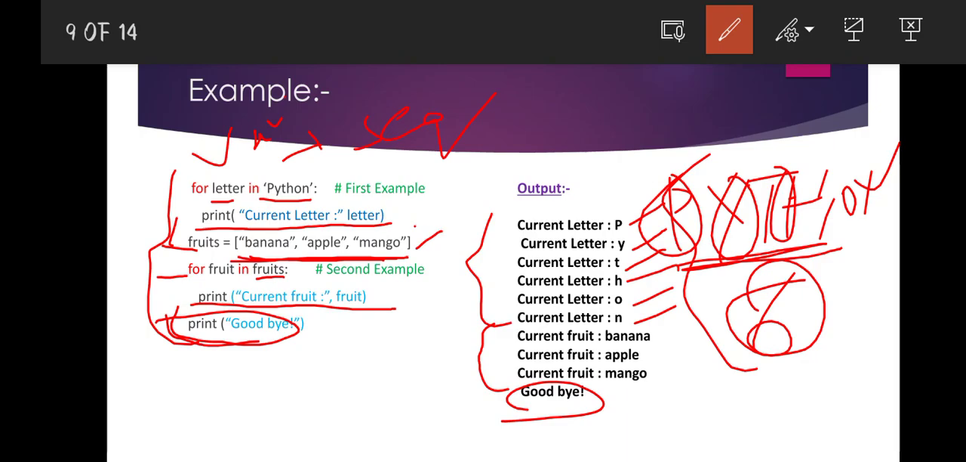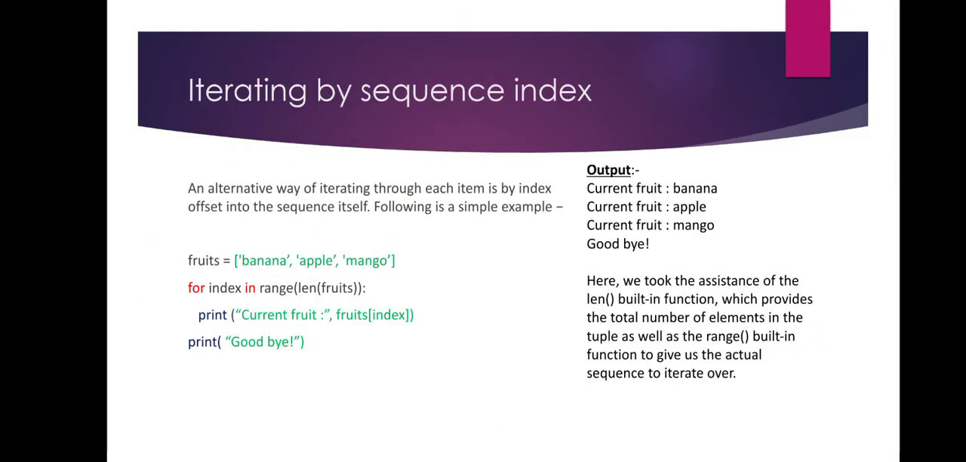I hope that everyone understands what a for loop is and its syntax with this example. Now we will see iterating by sequence index. We can iterate by using the sequence index also. An alternative way of iterating through each item is by index offset in the sequence itself. Following is a simple example. I think many of you may not understand this yet, but after listening to the next lectures, you can easily understand this sequence index.